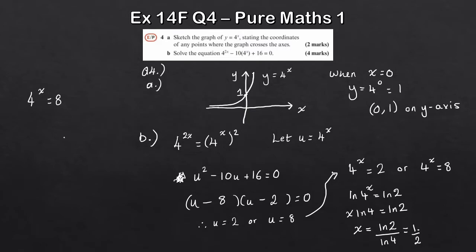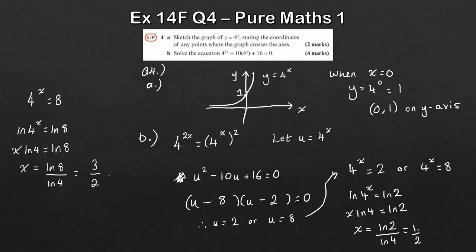And then for this one here, 4 to the x is equal to 8. Again, exact same method as this one here. So ln 4 to the x is equal to ln 8. Bring the x down to the front. So x is equal to ln 8, and then divide through by ln 4. Put that on your calculator, and what you'll get there is 3 over 2.